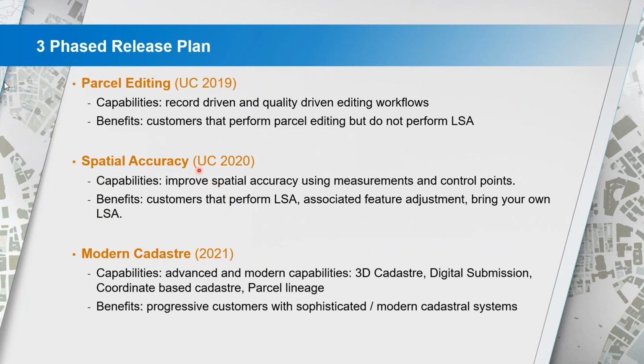Our second release, scheduled for User Conference 2020, is going to provide the improvements of spatial accuracy using measurements and control points. Many of you may know this as least squares adjustment. So that'll benefit any customers that are out there that perform least squares adjustment. So taking your parcel data and then adjusting it to fit a controlled network. So not only are we making our parcels accurate to the representation of the boundaries as defined by the legal documents, we're now actually locating that information spatially accurately to reflect what is actually on the ground.